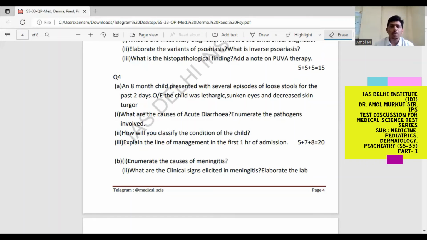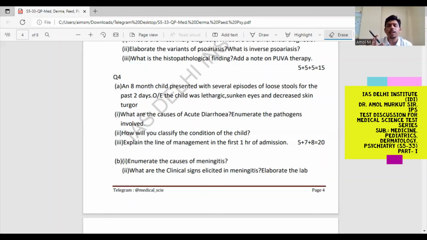See, you have to write that classification chart given in IMNCI. Mild, moderate, severe. Mild, child is good. Eyes: not sunken, sunken, very sunken. Mouth: moist, dry, or very dry. Then how he drinks the water: normally, eagerly, or poorly.